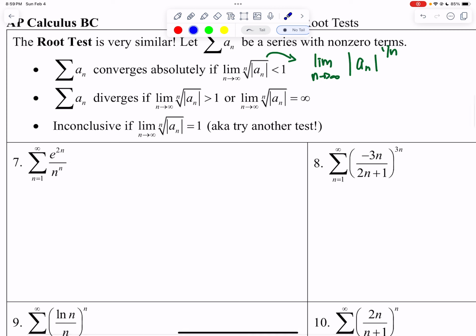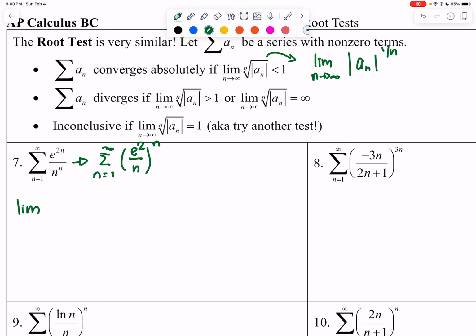So looking at number 7 right here, notice how I have a 2n and I have an n. So what I'm going to try to do is manipulate this so that I have an n as an exponent. So I have e squared over n, and that's going to be to the nth power. Once I do that, I'm going to do the limit as n approaches infinity of the nth root of the absolute value of my terms here. And let's make sure that I have an n inside.